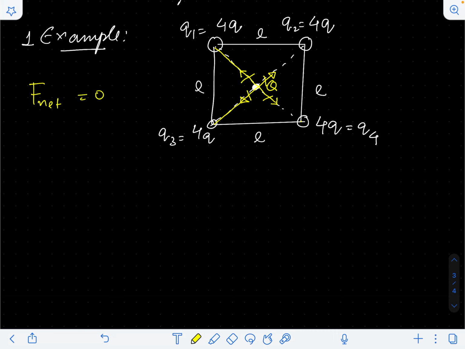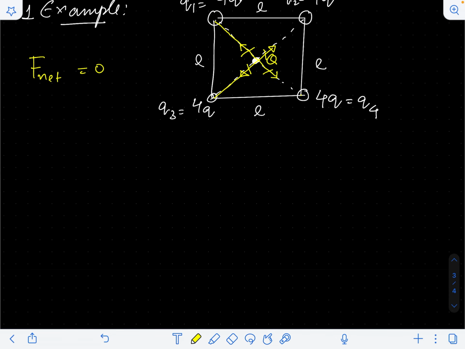Okay, so this is a very basic example. First of all we need to see the symmetry. If symmetrical charges are placed, then there may be the possibility that the net force on the charge is 0. But in this example, if any of the charges has a different value, then the net force will be something else. Let's see.